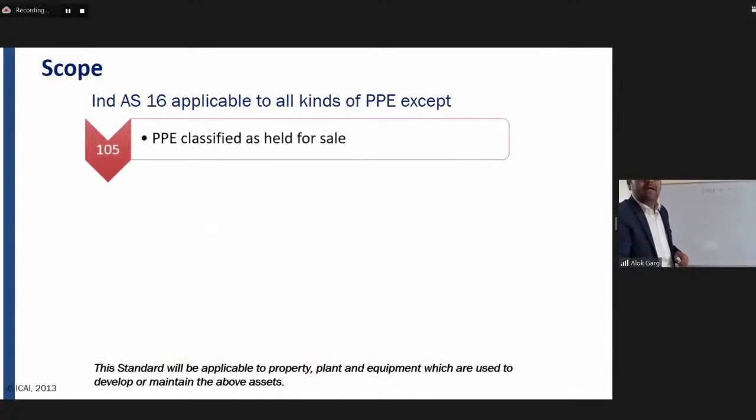Coming to the scope part, Ind AS 16 is applicable to all kinds of property, plant and equipment, except PPE classified as held for sale.